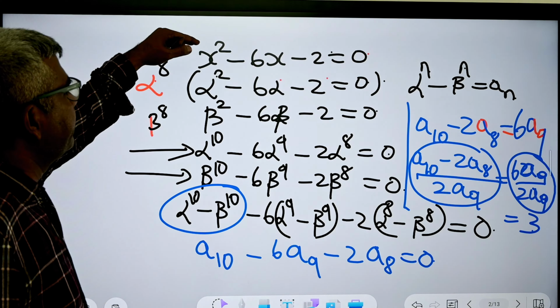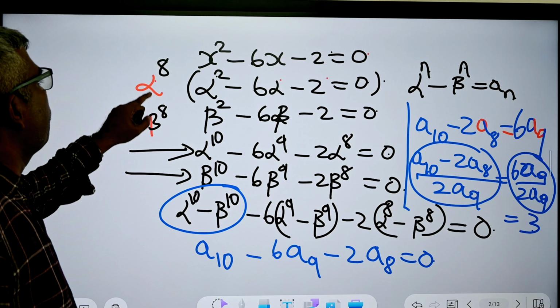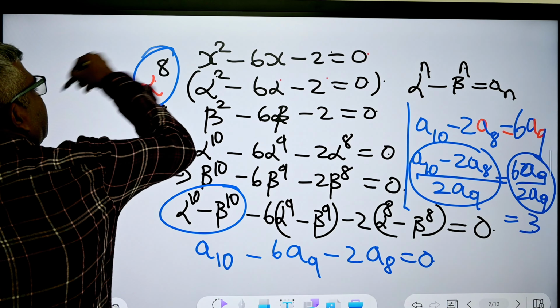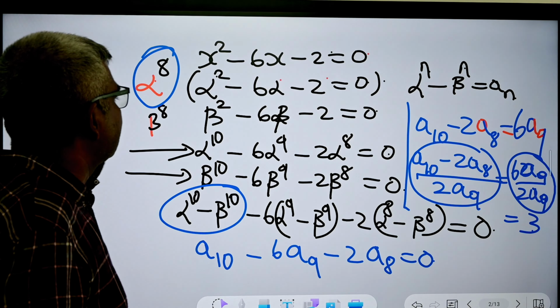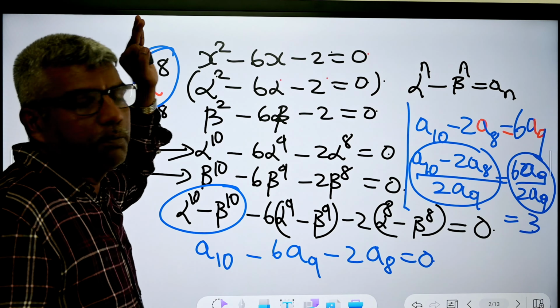Got it? The only thing we have to do is take alpha power 8. This is the game changer. We have to multiply with alpha power 8. That's all. If you are able to do this step, this sum is a simple one.